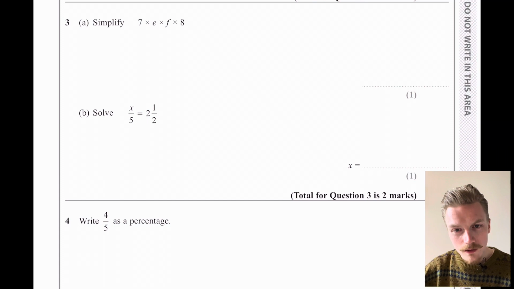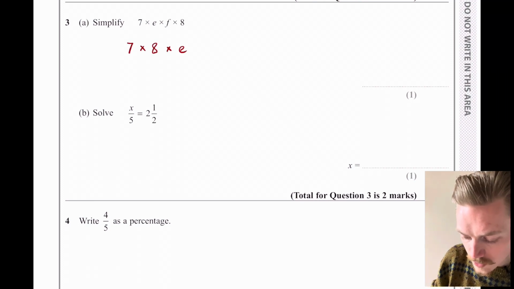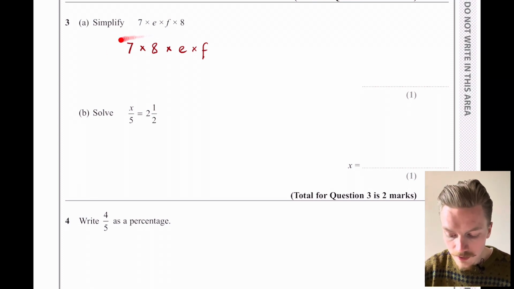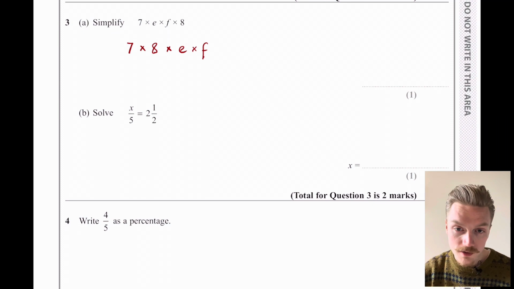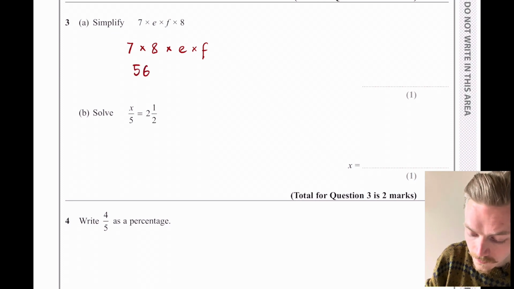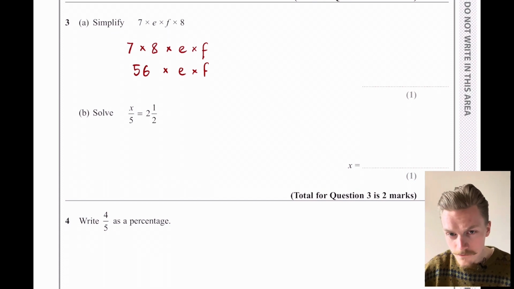So if I just pick out the numbers first and I treat them the same, if I rearrange this, for example, I could rearrange it like that. And I'm absolutely fine to do that because when they're all multiplications, because multiplication is commutative and associative, I can move things around, which means I can put my 7 times 8 next to each other. And 7 times 8 is in my times tables, that is 56. So I've got 56 times e times f.